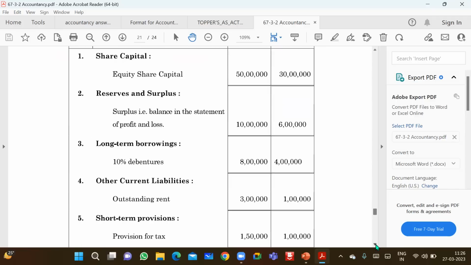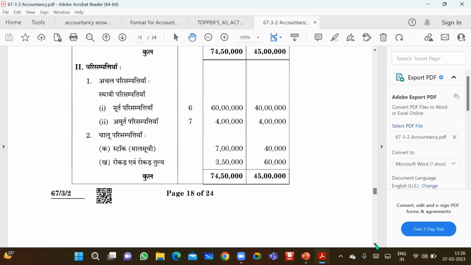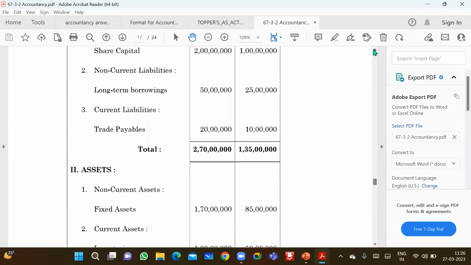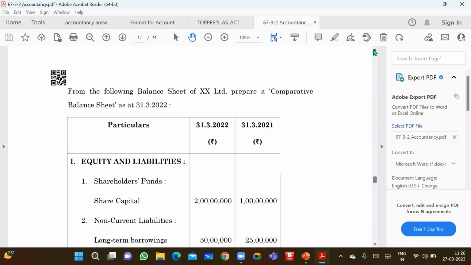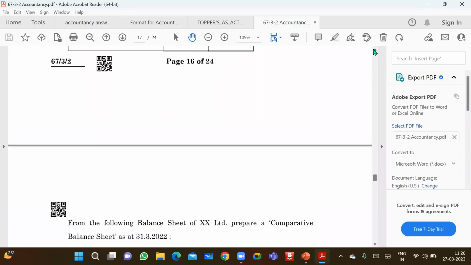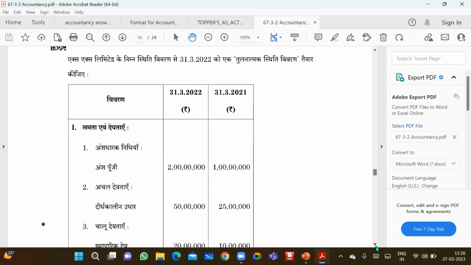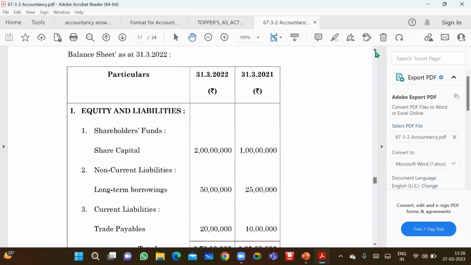And there were only 12 questions in the year 2022 because the entire session was divided in two terms, term 1 and term 2. Term 1 had objective questions, and term 2 had the subjective questions. So now the last question is related to your cash flow statement.